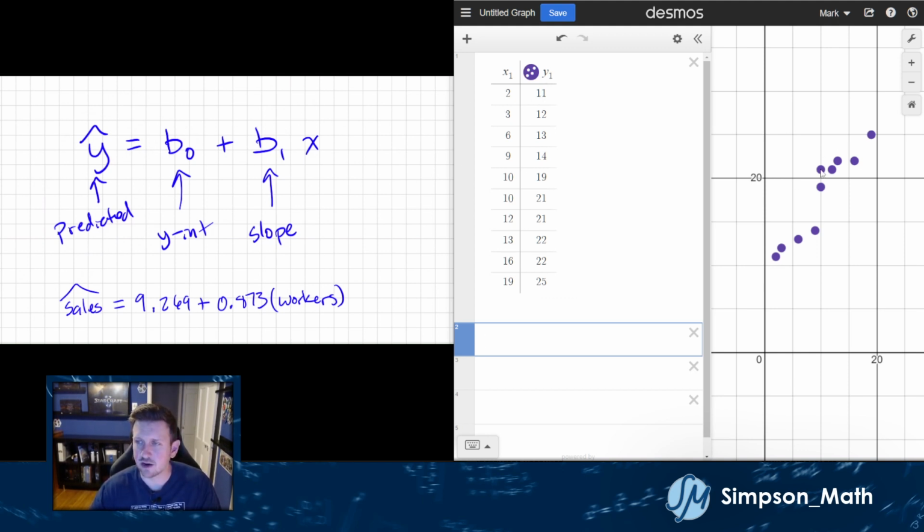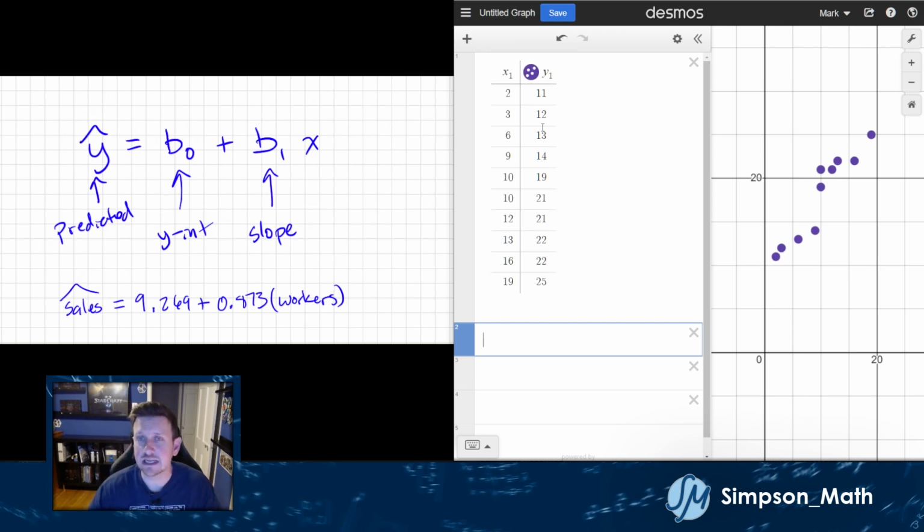When I get done with this, I could make a prediction of, well, we saw one time when 2 happened, 11 came out. Notice at 10, we have two different 10s. One time when 10 happened, we had 19,000. One time when we had 10 workers, we had 21,000. So what do we expect on average to happen with 2? Well, that's what would happen. That would be the output, that would be the hat.